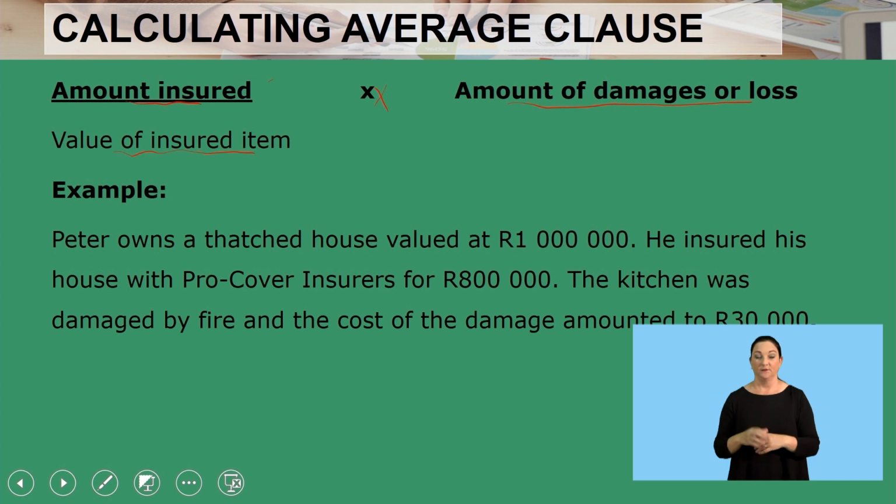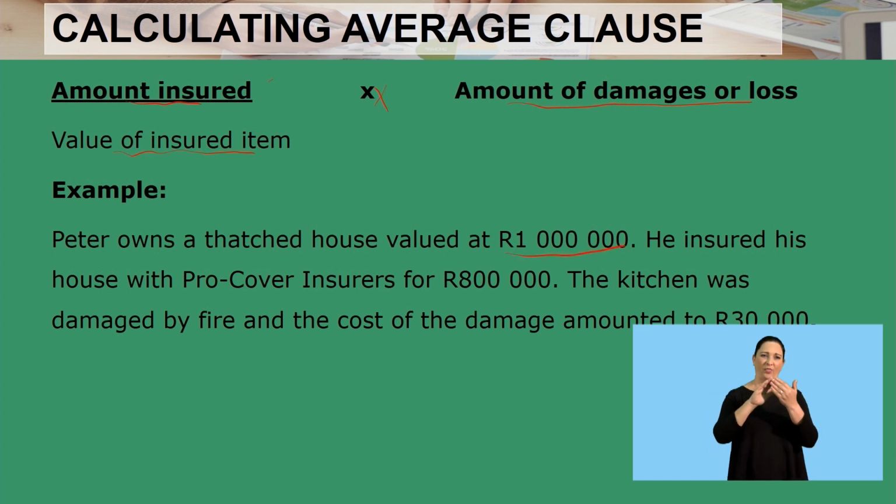So let me give you an example. Peter owns a thatched house which is valued at 1 million, and he insured his house with Pro Covers insurance for 800,000. The kitchen was damaged by fire, and the cost of the damage amounted to 30,000.